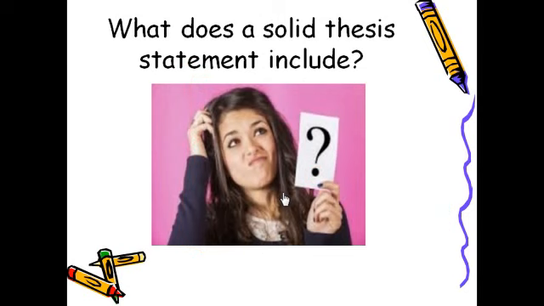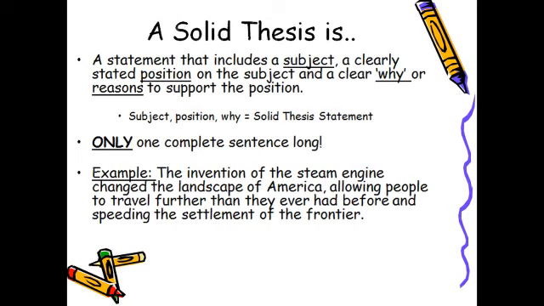So, what does a solid thesis statement look like? Well, a solid thesis statement is a statement that includes a clear subject, a clearly stated position on that subject, and clear reason why or support for that position. Your solid thesis statement should also only be one complete sentence long. Note the example here. Let's look at this example in a little bit more detail.